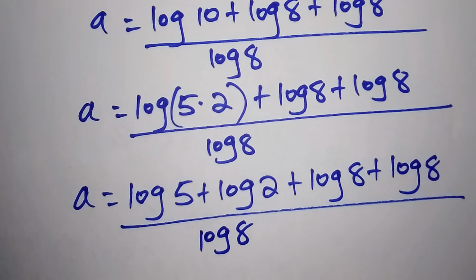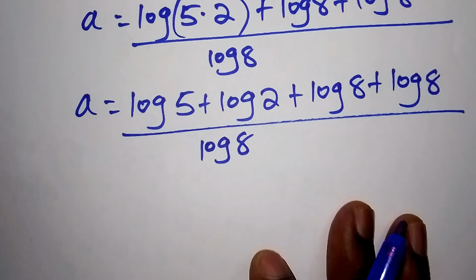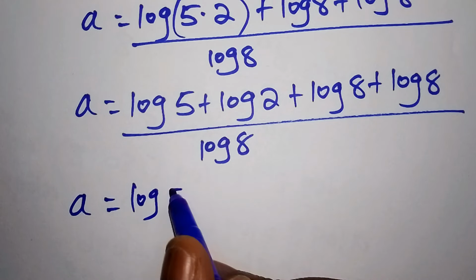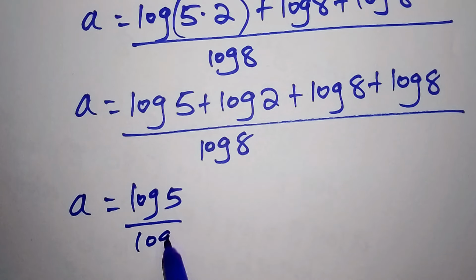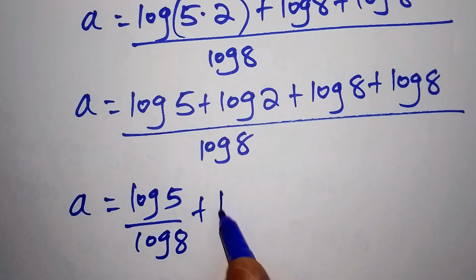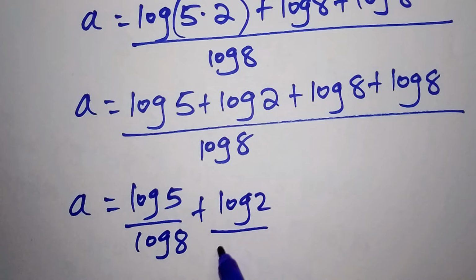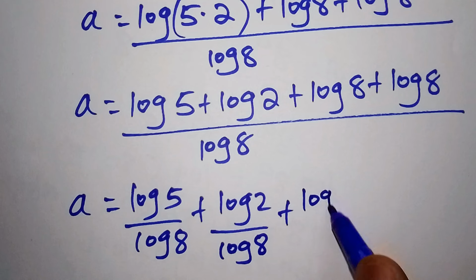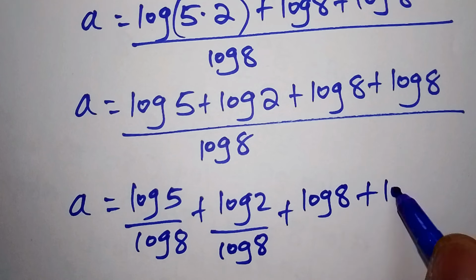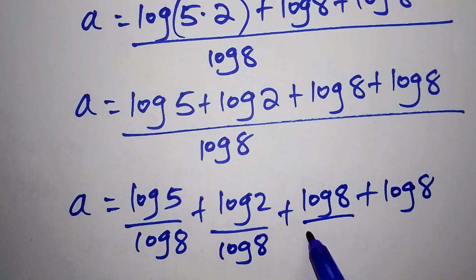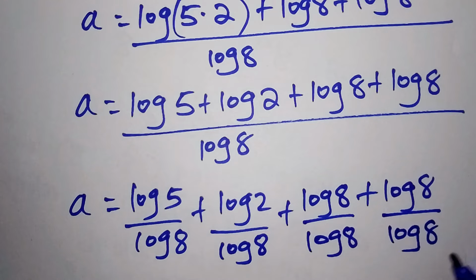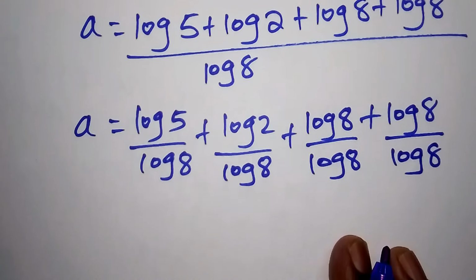So we shall now divide both sides by the log of 8. Now the value for a is equal to log 5 all over the log of 8, then plus log 2 all over the log of 8, then plus log 8 all over the log of 8, because we divide both sides by the log of 8.